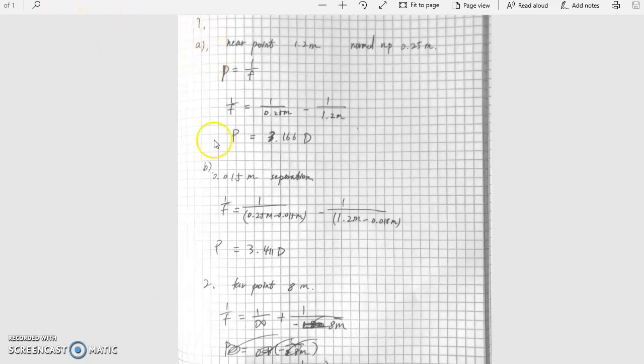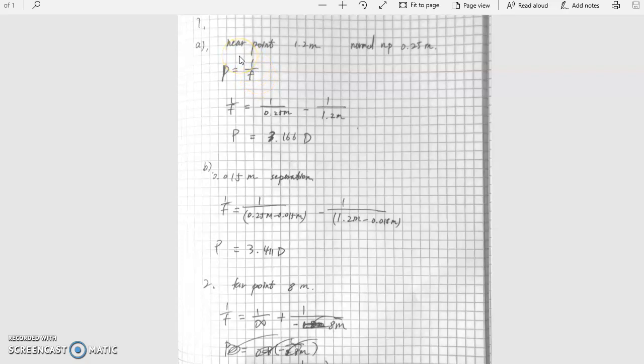Question 1, problem A and B. We're asked to find the power of the contact lens in diopters. To find the diopter, to find the power, we need to find the focal length, because the power is equal to 1 over f.